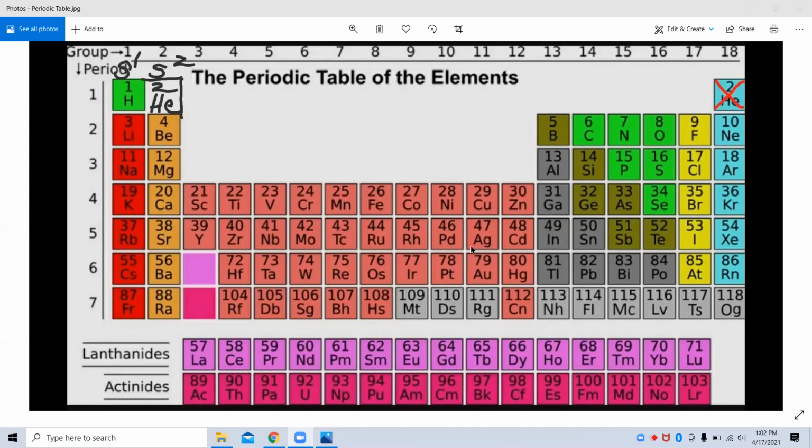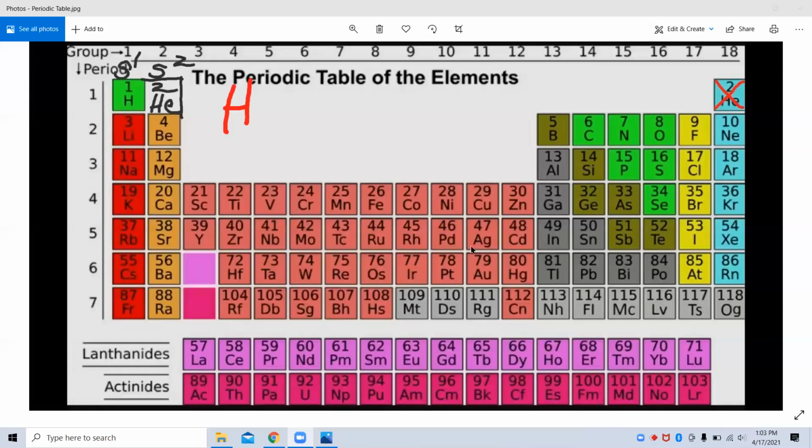Now the atomic number is equal to the number of protons, which is equal to the number of electrons in a neutral atom of the element. Configurations are written as you go from left to right across the periodic table and will get longer as you go through the periods. So let's look at some examples. So let's start off with hydrogen.